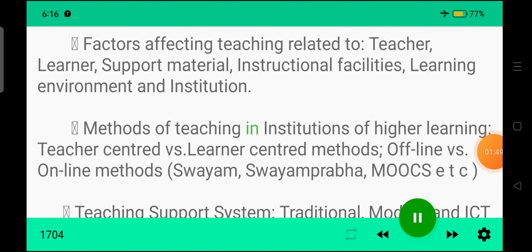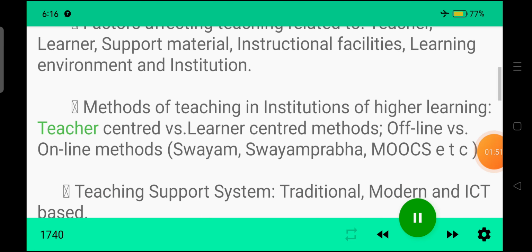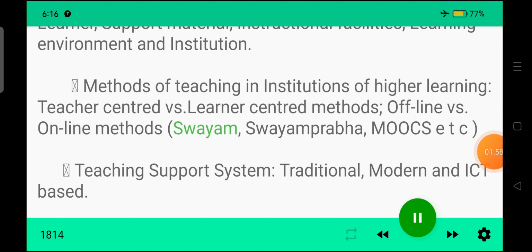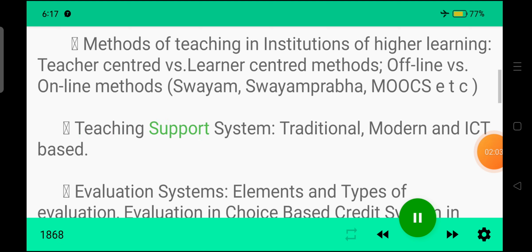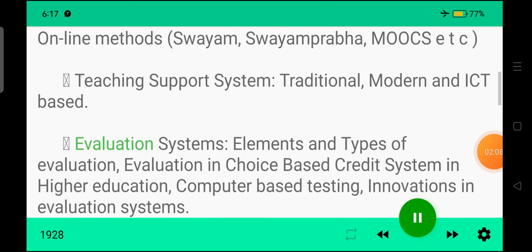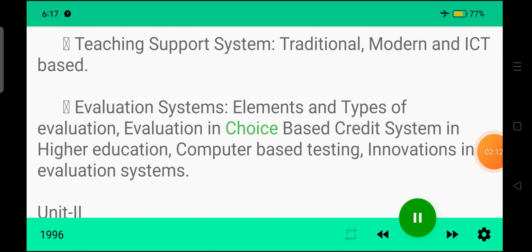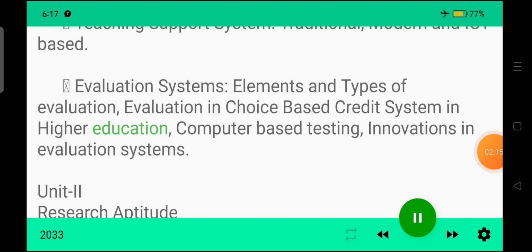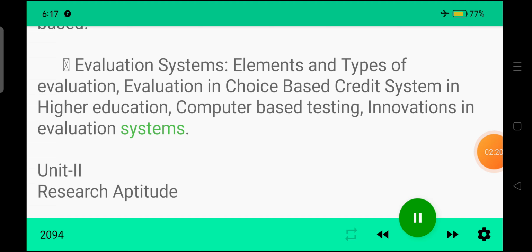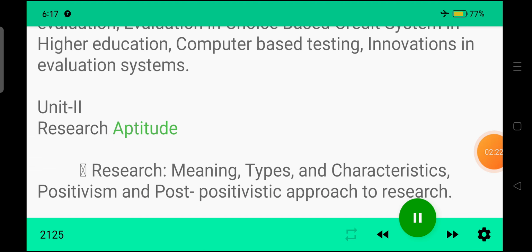Methods of teaching in institutions of higher learning, teacher-centered vs. learner-centered methods. Offline vs. online methods, Swayam Prabha, MOOCs, SWAYAM. Teaching support system, traditional, modern and ICT-based. Evaluation systems, elements and types of evaluation, evaluation in choice-based credit system in higher education, computer-based testing, innovations in evaluation systems. Unit 2. Research aptitude.